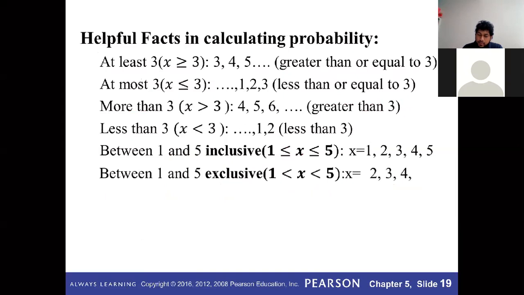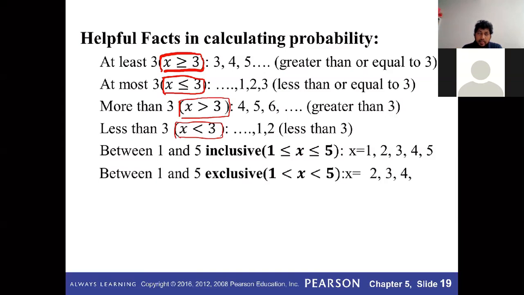As I tried to explain earlier, these are really important. "At least" means everything greater than that given number, including that number, so greater than or equal to. "At most" means everything up to that number, less than or equal, including that number. "More than" means strictly greater than the given number. "Less than" means strictly less than the given number.